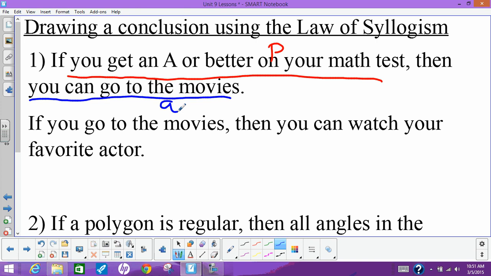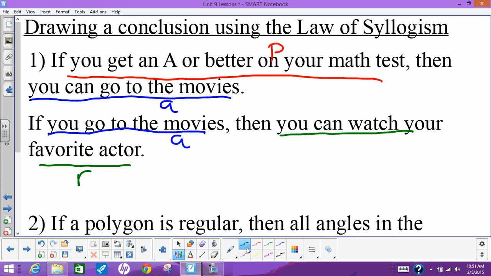Now we need the beginning of the next statement to be the same as Q. You go to the movies. Not exactly worded the same, but same idea. There's Q again. And the end of this, you can watch your favorite actor. That will be our R, because it's a different statement. So we do have if P, then Q, if Q, then R.